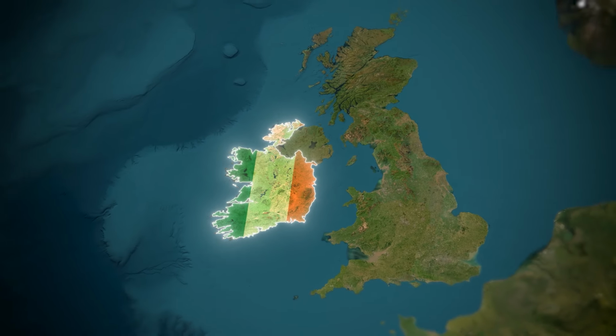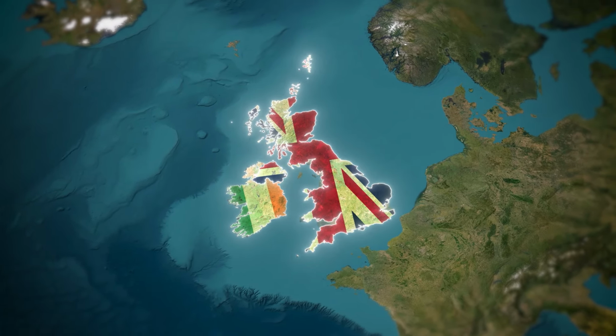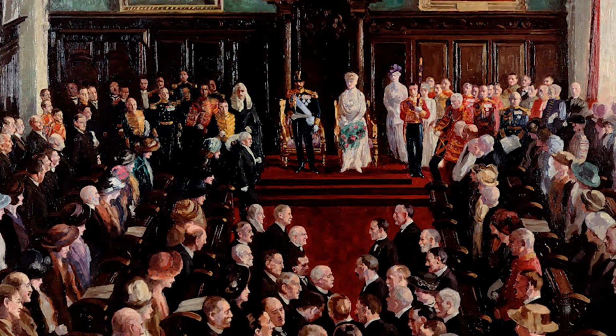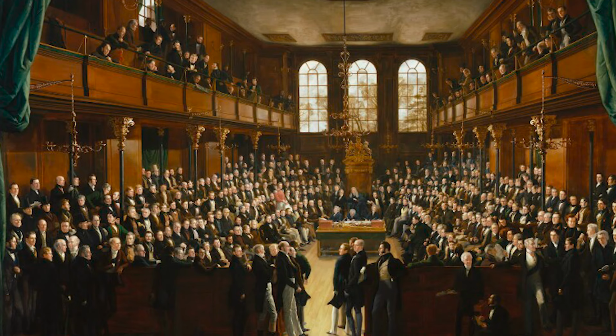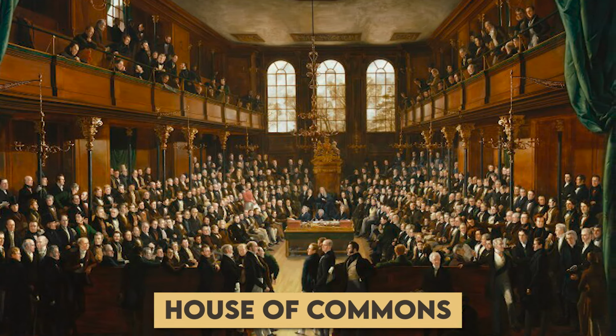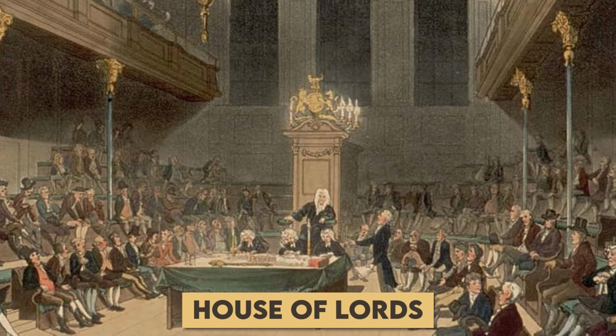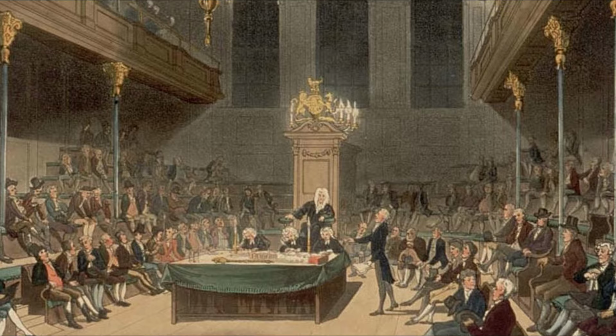Imagine, the year is 1801 and Ireland has now become part of the UK thanks to the Acts of Union. Now, before this happened, Ireland had its parliament. After joining the UK, Ireland sends 105 members to the House of Commons, but only 28 Irish folks can sit in the House of Lords, all of whom are chosen by other aristocrats.